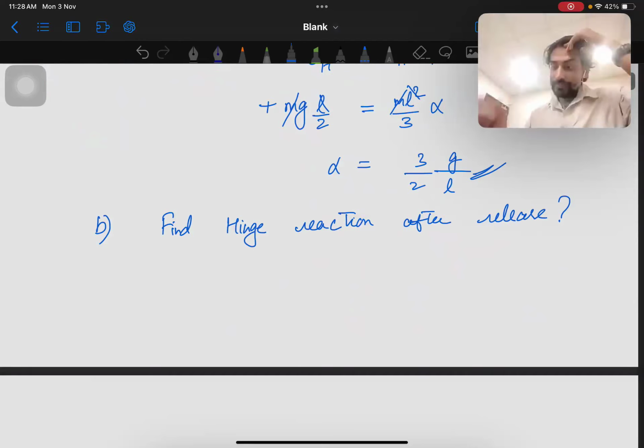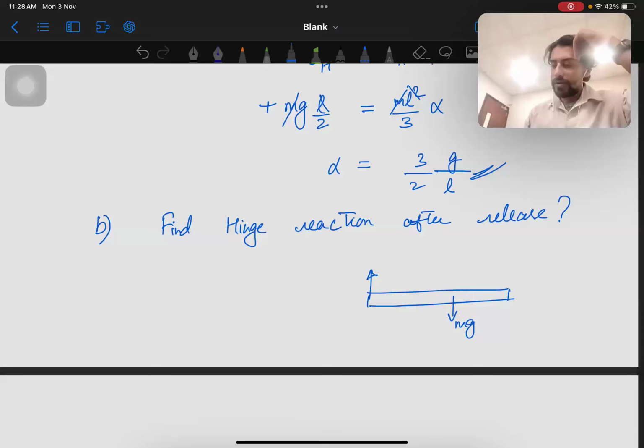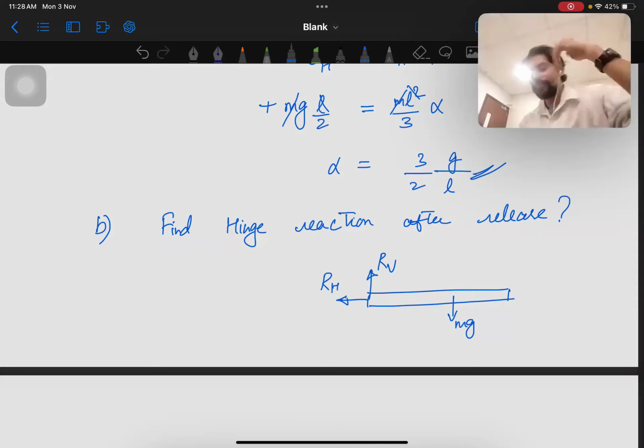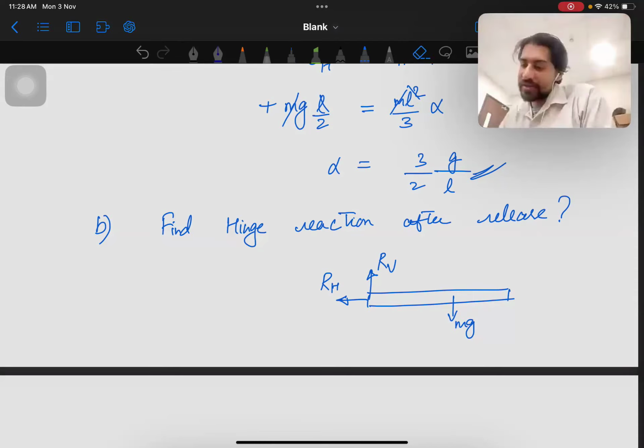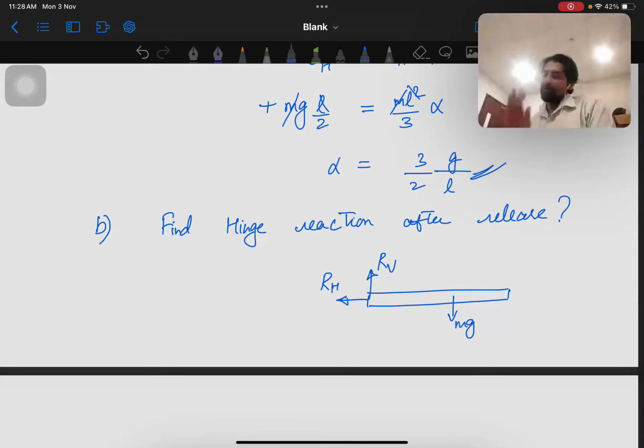Well, for finding the hinge reaction, we need to use Newton's law. So again, what are the forces acting? This one and this one. And if you recall, we do not know right now, just put over here RH, right? Because it's not a string, such that there will be always upward tension. No, it's a rod, hinge is there. Let's look at the center of the mass.